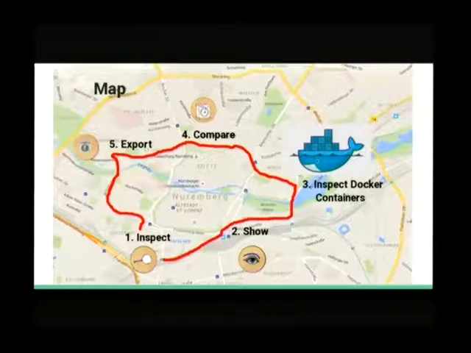And this is going to be the map of the different sites that we're going to be looking at. First is the machinery inspect command. We're going to learn how to create a system description. Then is the show command, where we're going to learn the two different ways to view a system description. Third, because the weather is really nice, we are going to be able to see some Docker whales.